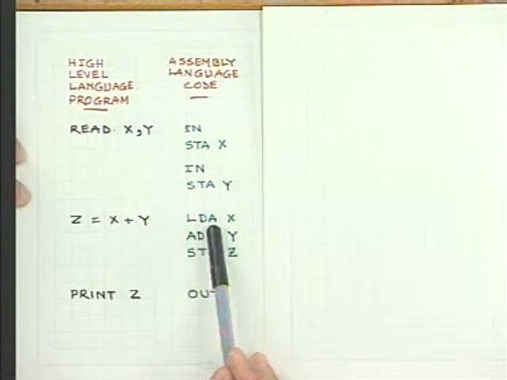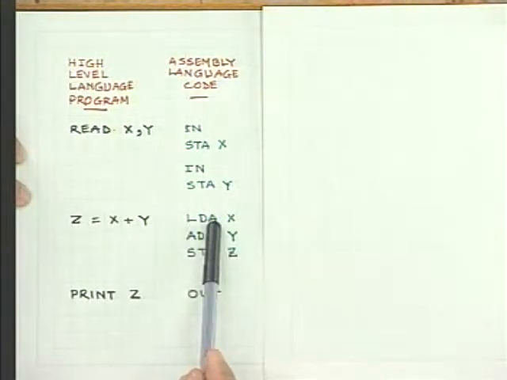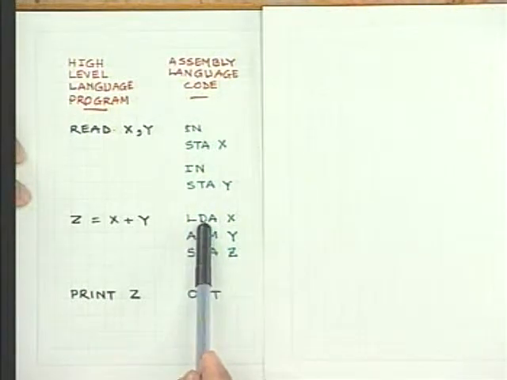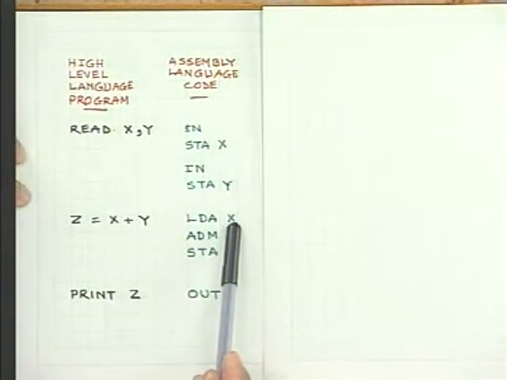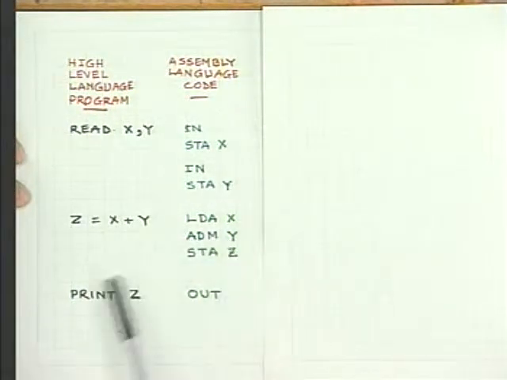What I am doing is, from the memory location X, I am loading into the accumulator the 2 bytes, load accumulator X. Then I am saying that to that accumulator, add the content of memory location Y. Add memory Y.